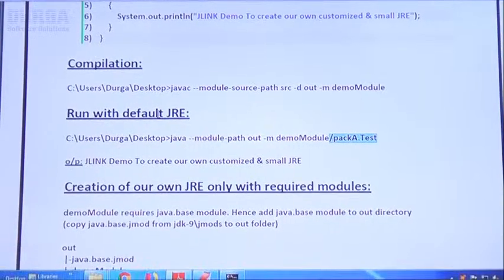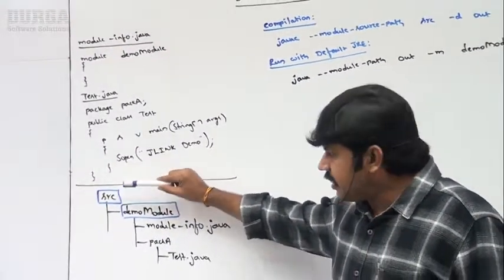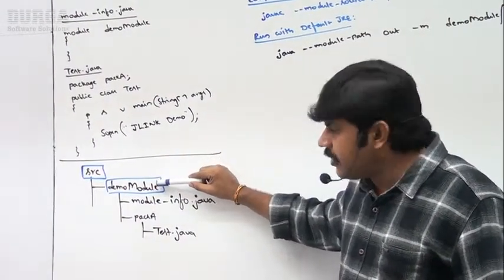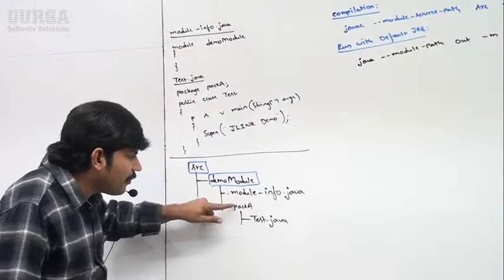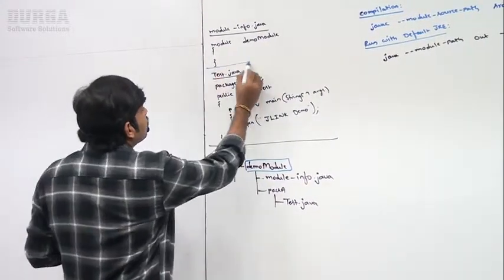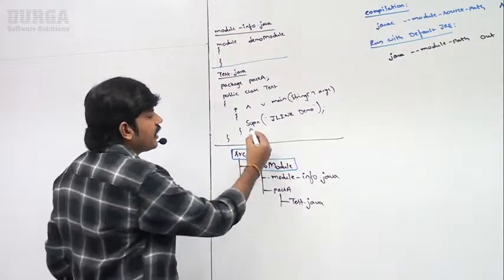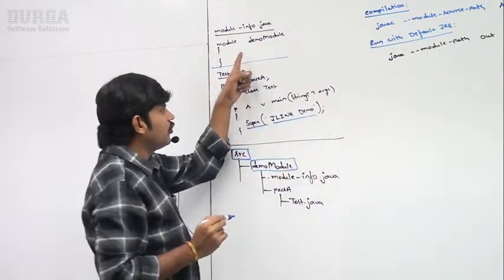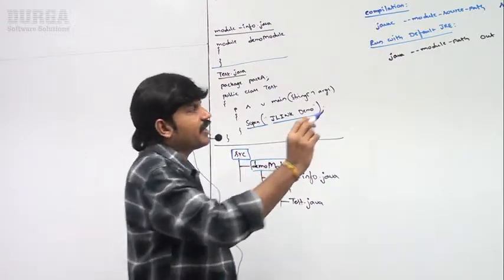Observe that a bit carefully. Same example: in the src folder, demo module is available, with module-info.java and packA/Test.java. module-info.java is just empty, nothing. In Test.java also I'm not writing anything except a print statement, jlink demo. Next, I have to compile this one.